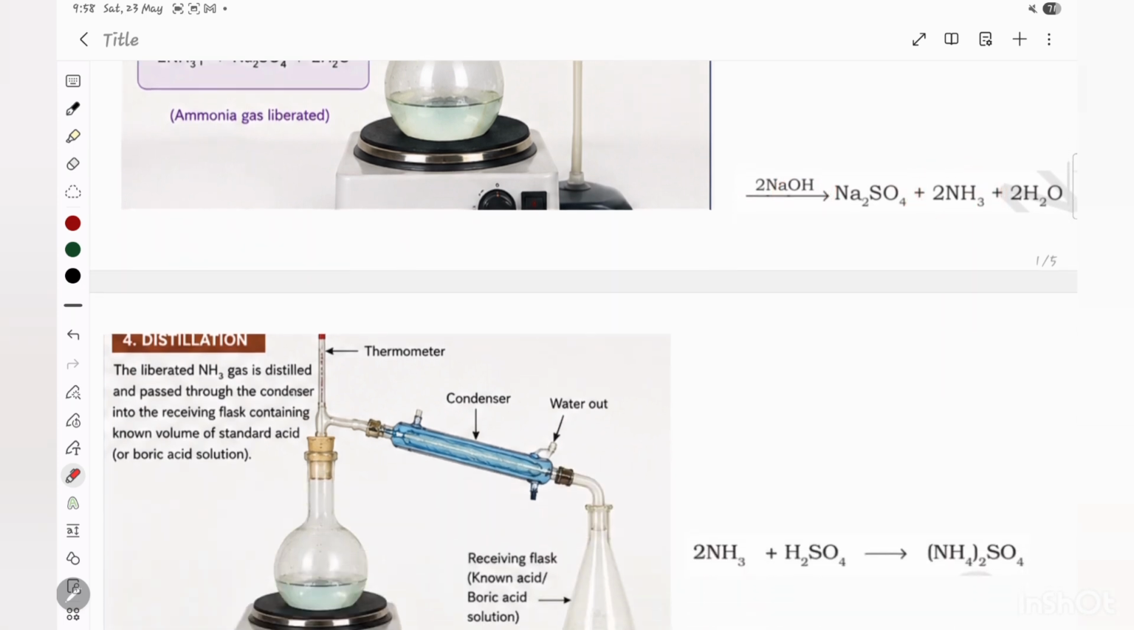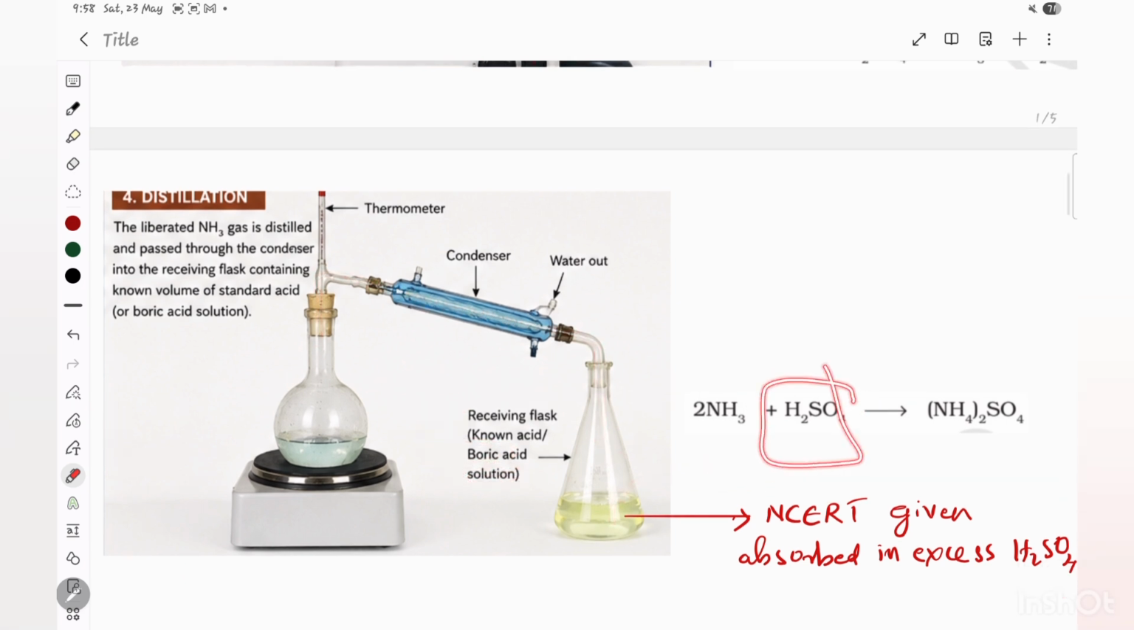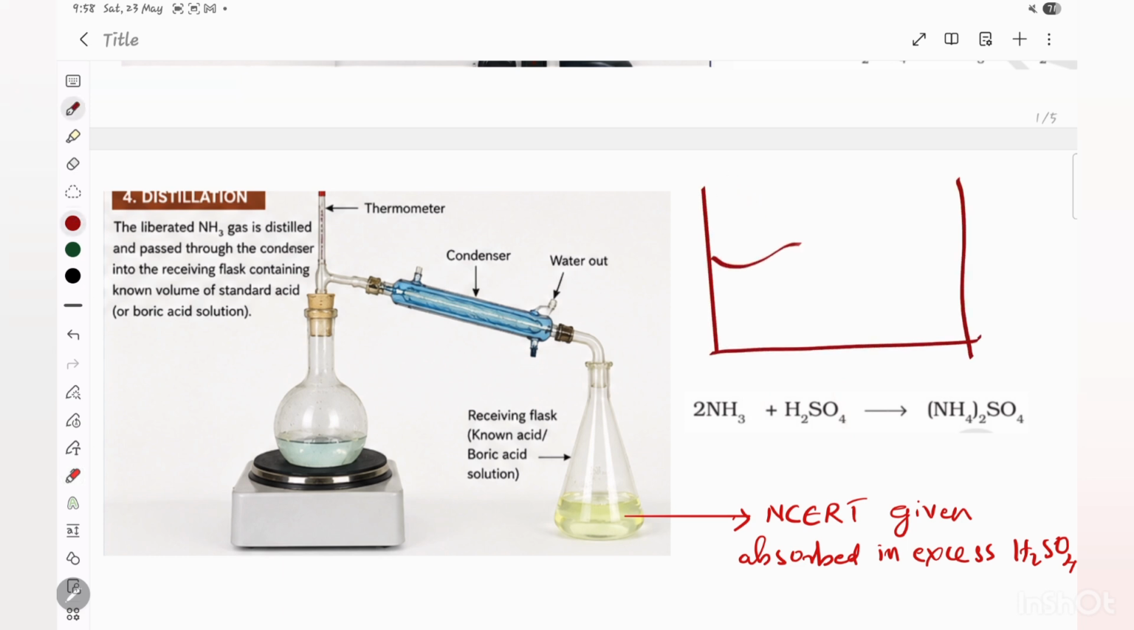See where the NH3 is collected. It is collected in a flask containing H2SO4. NCERT mentions H2SO4; in this diagram boric acid is mentioned, leave it. NCERT is using excess H2SO4, which has a volume of V mL.